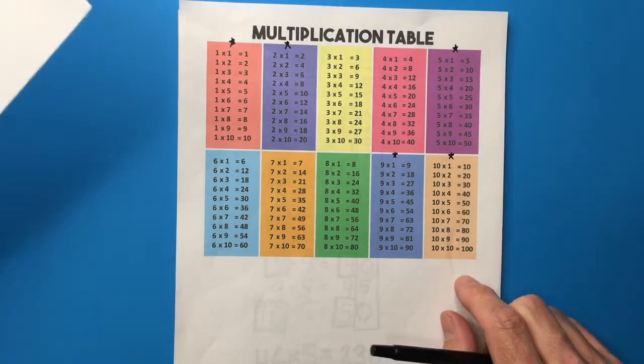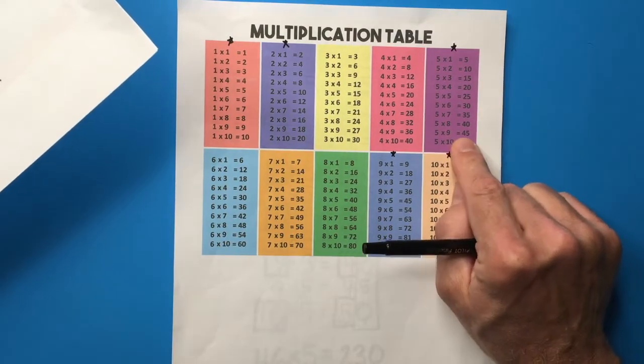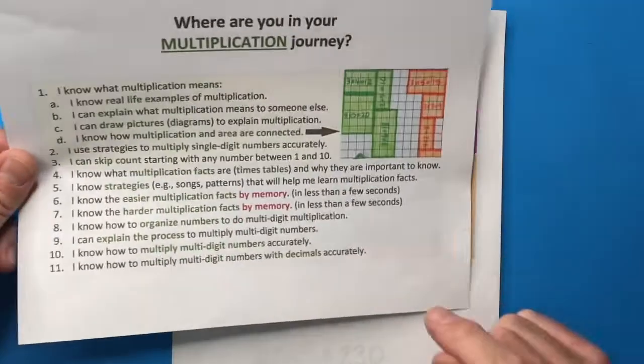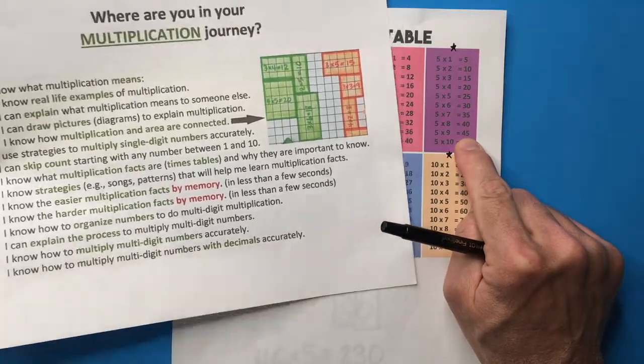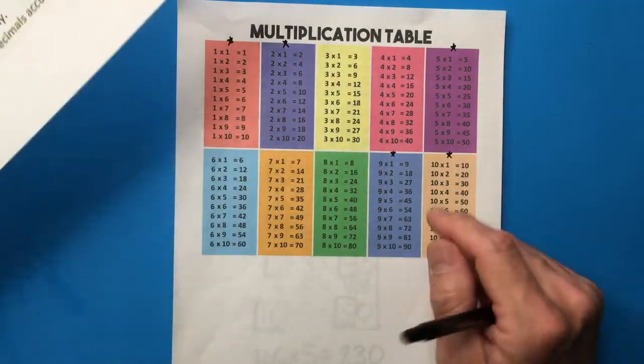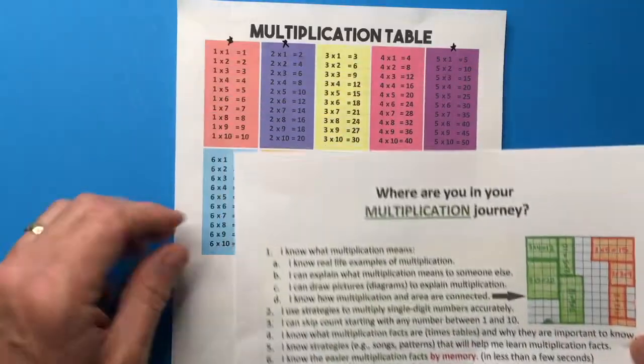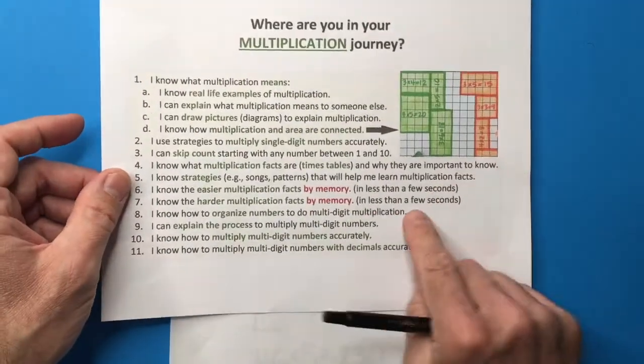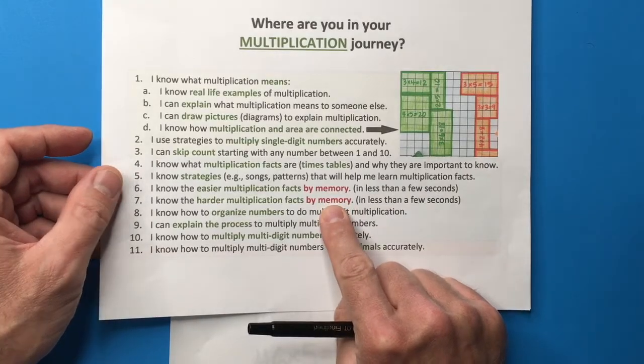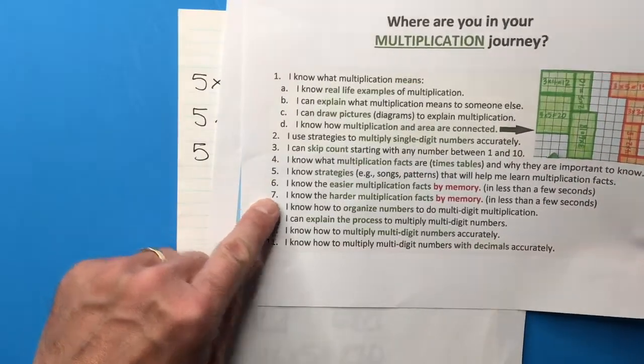But if I said to you, what's 5 times 9? Oh, that's 45. Oh, okay, well that was within a few seconds, right? What's 2 times 8? Oh, it's 16. You know that really quick. So if you can say it pretty quick like that within a few seconds, that means you know it by memory.